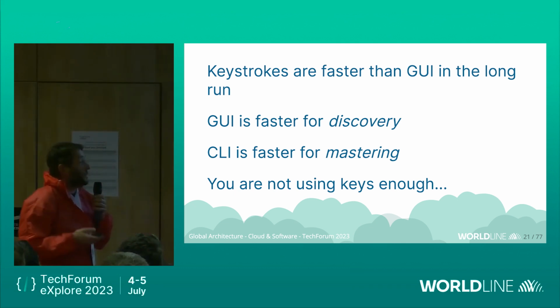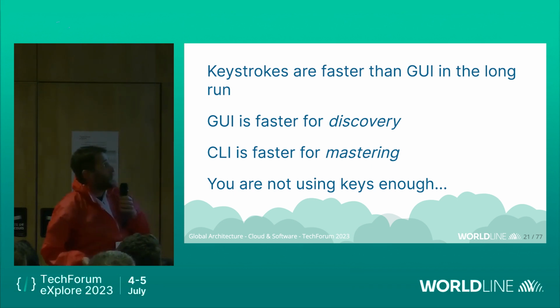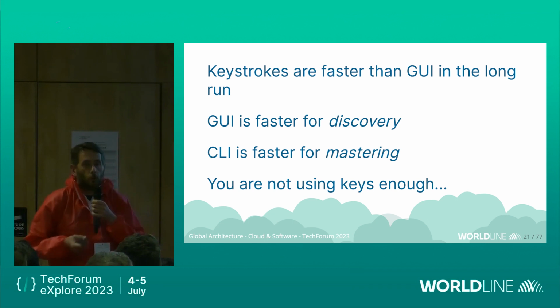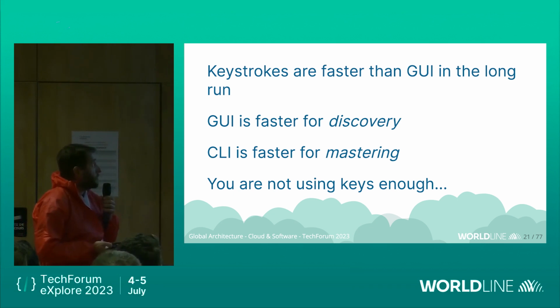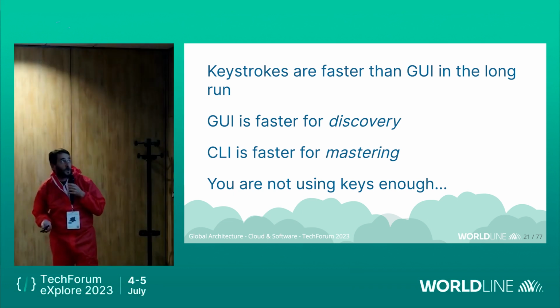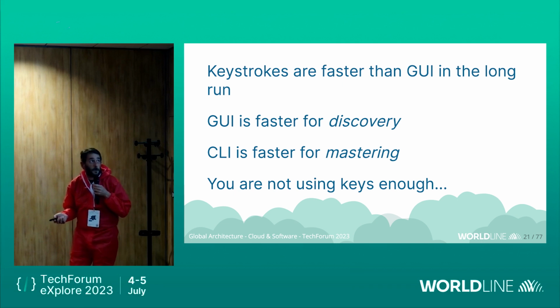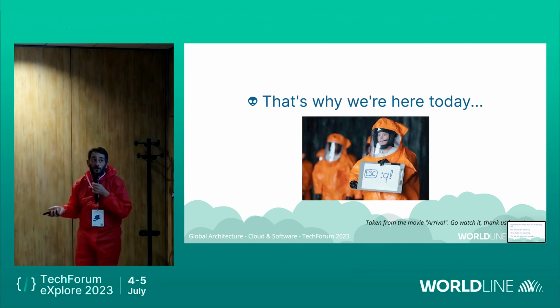This leads us to this shortcut. That's where we are going a little off the road with the scientific facts. We assume that GUI is basically faster for discovery. So when you discover an application for the first time, it will be easier on the GUI using the mouse. But as soon as you do a lot of things, you will be far more efficient using keyboard. And if you use keyboard, why not use CLI tools and the terminal? So you will be faster using CLI. And the last one is that you are not using keyboard enough. And so that's precisely why we are here.